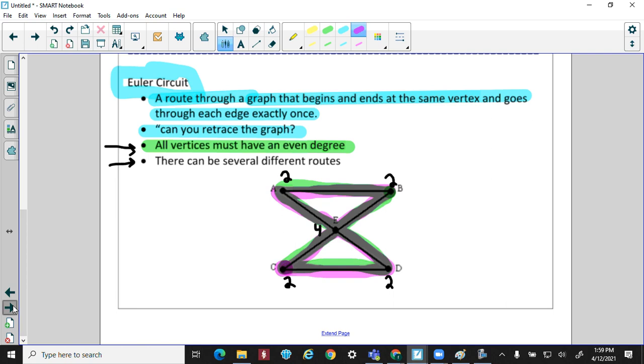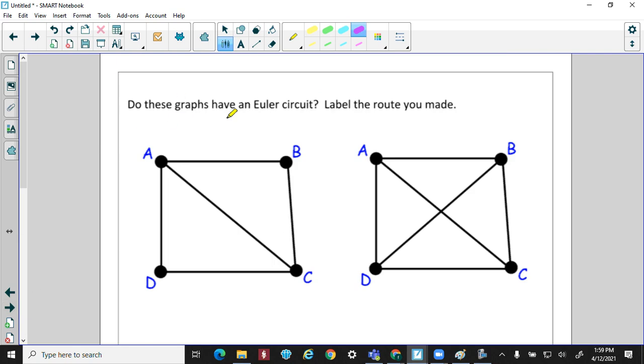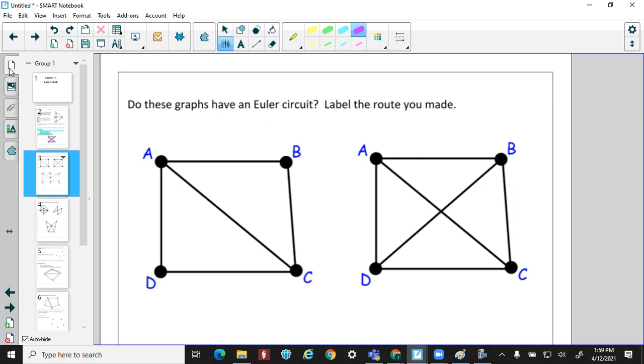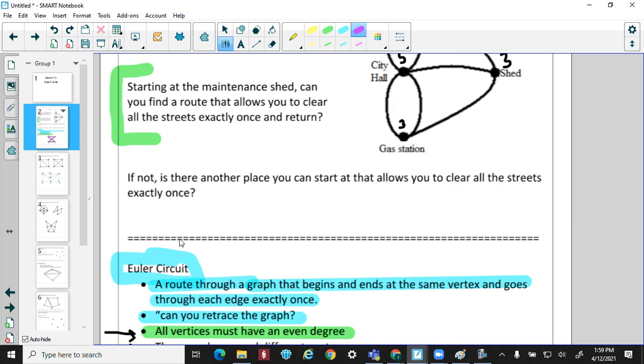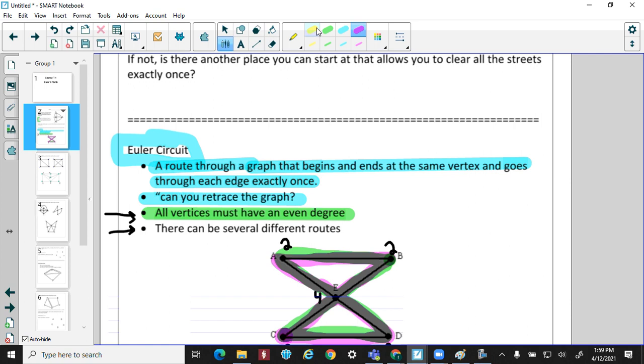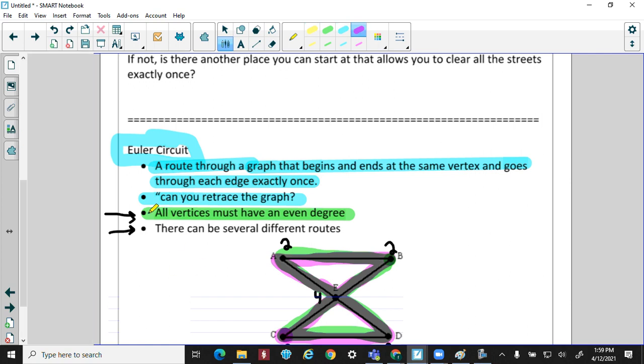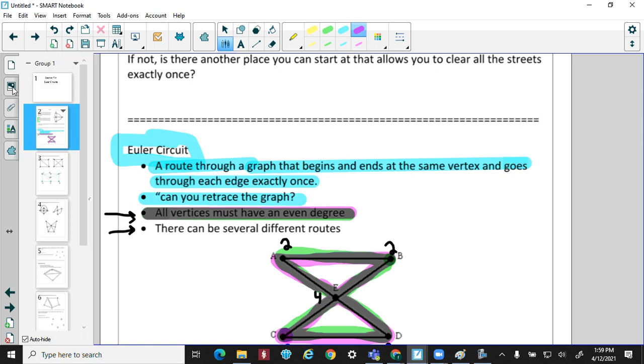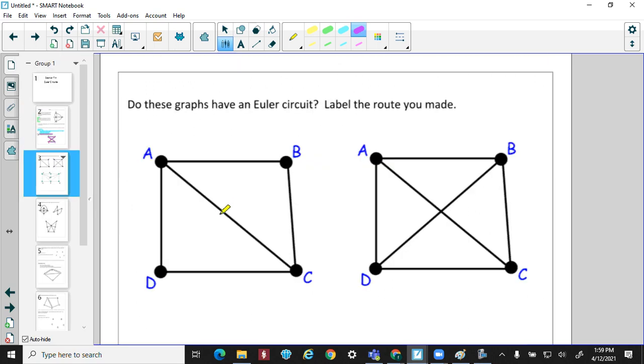All right, let's do a couple examples. First off, do these graphs have an Euler circuit? Label the route you made. Now, here's what I do, and this saves me a lot of time. Based on what we just went over, I look at one thing and one thing only, and that is that all the vertices must have an even degree. That is the very first thing I do. I analyze the graph based off of the degrees.